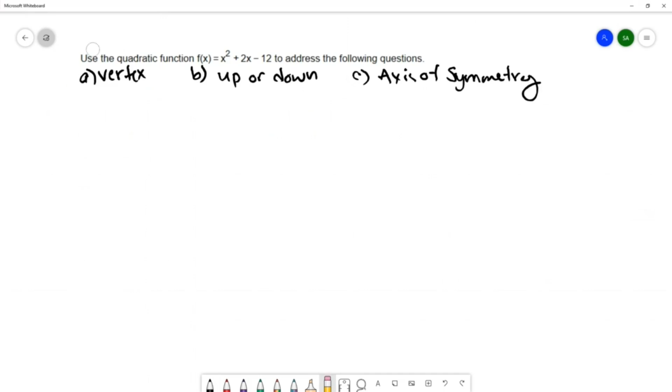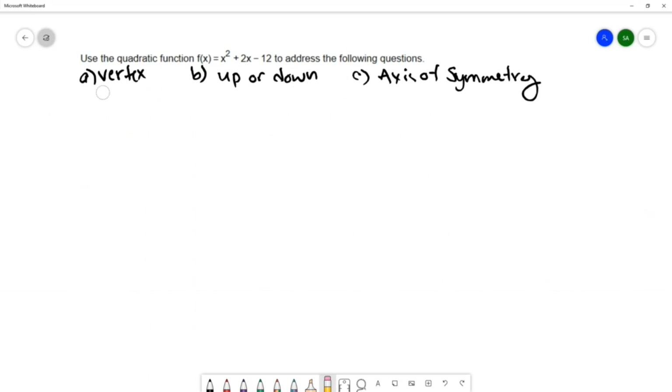On this question, we want to use the quadratic function f of x equals x squared plus 2x minus 12 to address the following questions. We want to find the vertex. We want to determine if the parabola opens up or down. And we want to find the axis of symmetry.